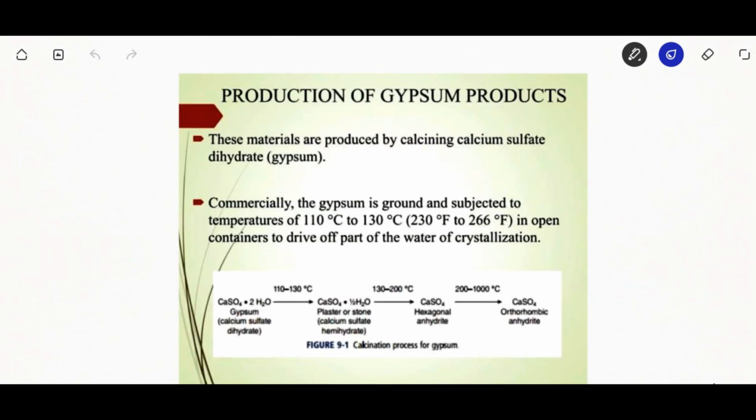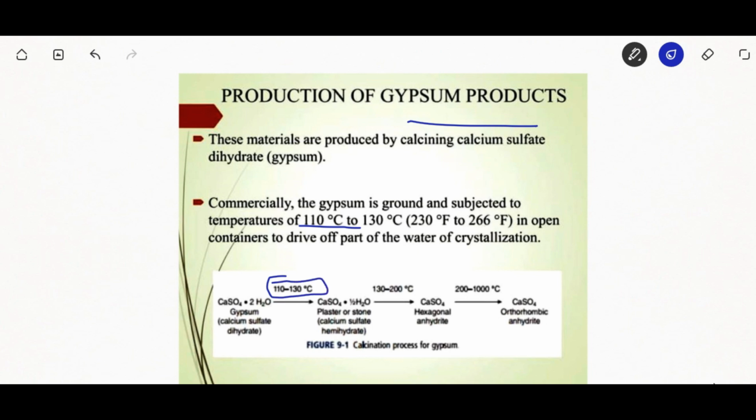How do we manufacture the gypsum product? The process of heating gypsum for the manufacture of plaster is known as calcination. So what do we do for the manufacture of the gypsum product? The mined gypsum is ground and heated.